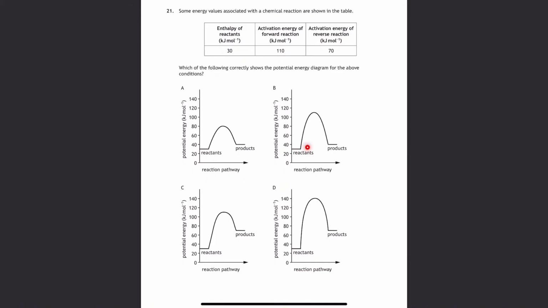And B is only going up by 80. This is my mental maths. C is also going up by 80. And D is going up by 110. So D is our correct answer.